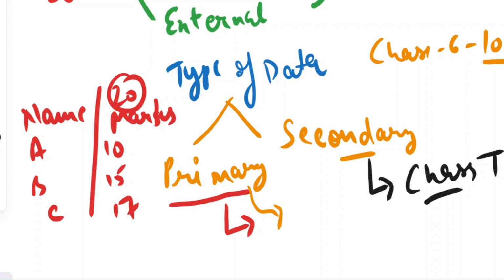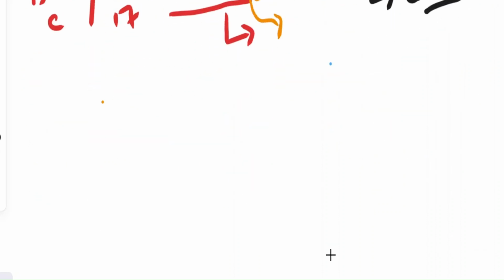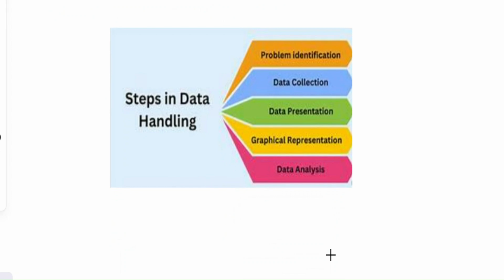Let's try to understand what steps need to be followed in data handling. Okay, let's start. These are the steps of data handling. First is problem identification. First you need to know what the problem is. Why do you want to collect that data? What is the purpose of collecting the data?